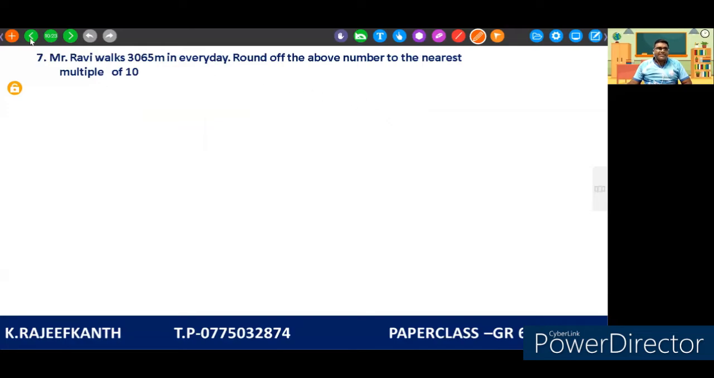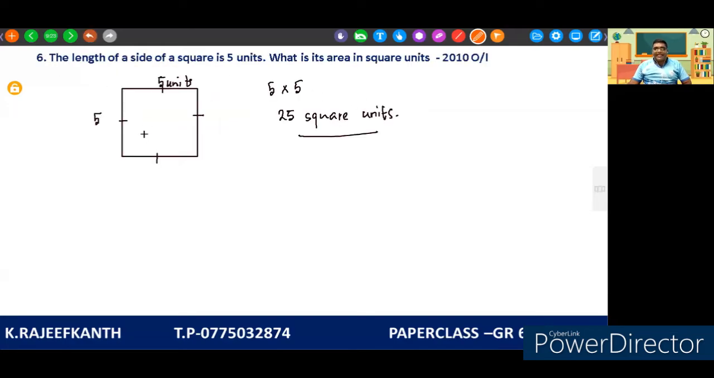Here someone is asking the answer for this question. They are asking, sir, the area is 20? No, sir, that is not area. That is the perimeter. Because if the side is 5 units, then if you want to find the perimeter, there are 4 equal sides, so we have to multiply by 4. Then we get 20. That 20 is the perimeter of this square.